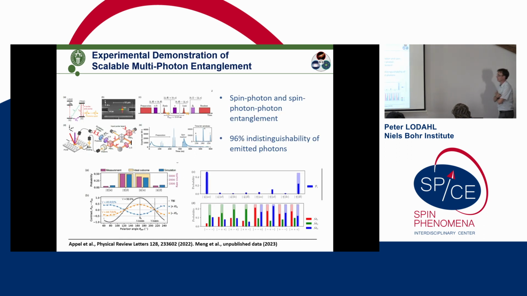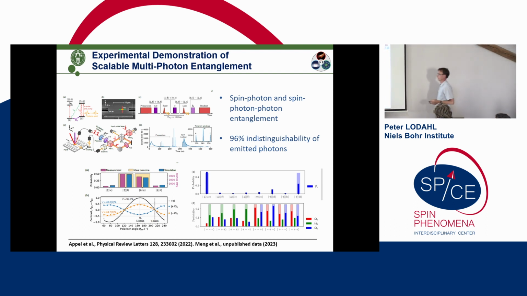Okay, so experimental demonstration of this multi-photon entanglement, this specific protocol with the time-bin encoding that we talked about. These are our recent data. So far, we are at the spin-photon and spin-photon-photon entanglement level, so it's up to 3-qubit entanglement, limited and gradually progressing. I mean, this is work that is gradually becoming better and better.